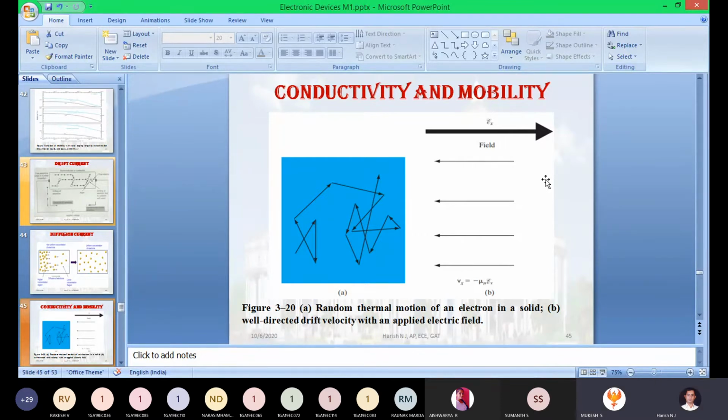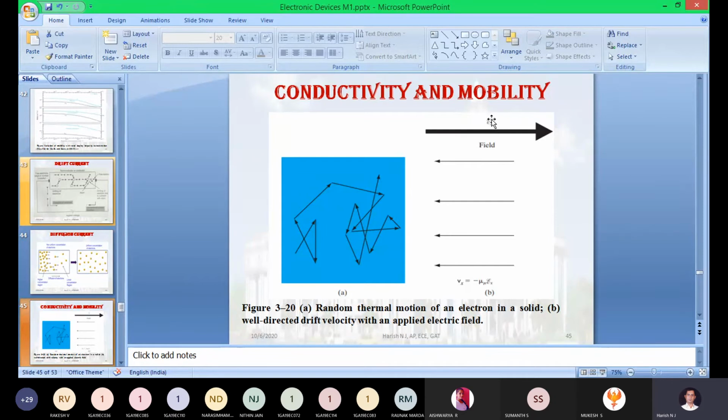Opposite. It will be opposite. Correct? What about the hole? If you have taken a p-type semiconductor for the same discussion, the applied electric field and the hole movement, both the directions will be the same. But anyway, we have taken the electron. The electron movement and applied electric field are always opposite to each other.